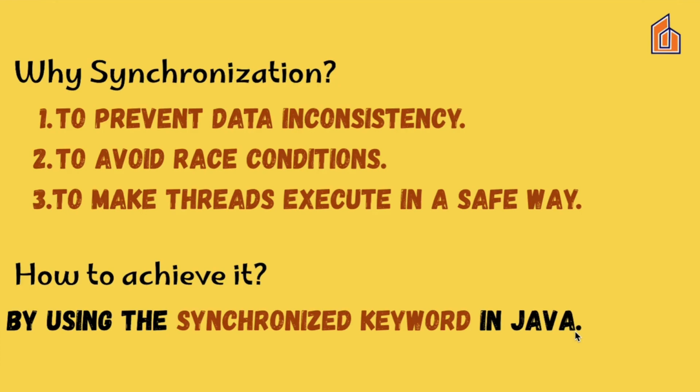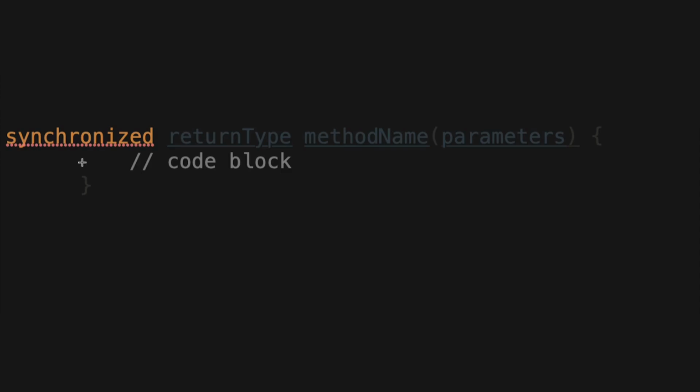Now, let's see the syntax for it. You can see the syntax: synchronized, return type, then method name, parameters, curly braces, and inside that the code block part, and then closed with the curly braces. Here, the synchronized keyword is the main hero. It tells Java, hey, only one thread can enter this method at a time. And if another thread tries to call it while one thread is inside, it has to wait.